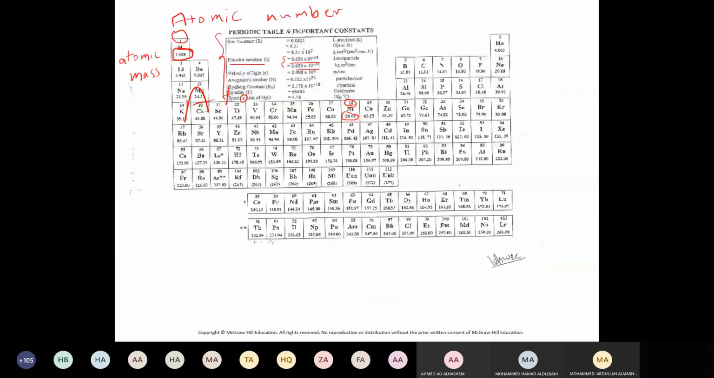And what's the mass of hydrogen? Hydrogen is 1.008 AMU, which is the average atomic mass. What's the mass of oxygen? Look here, what is it?